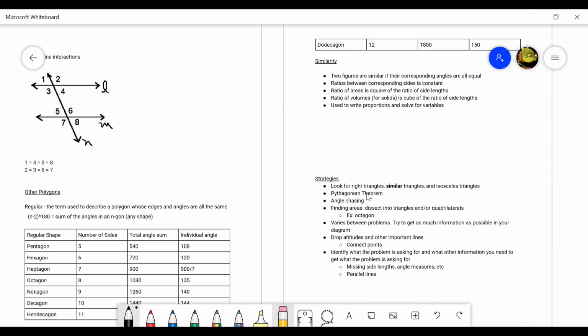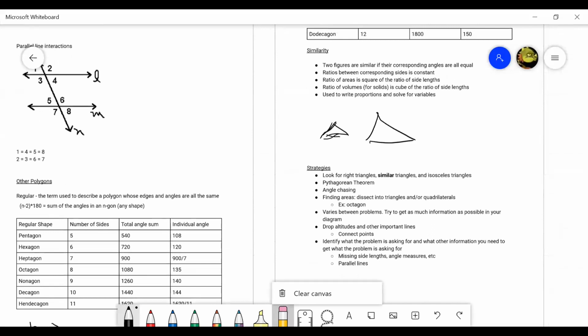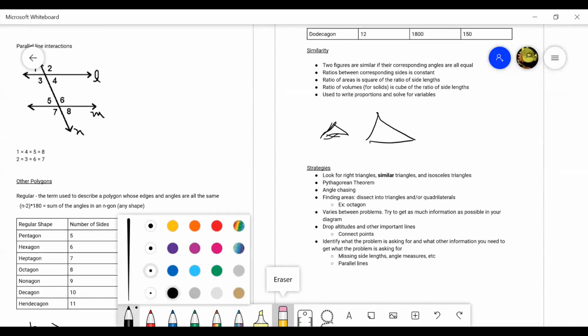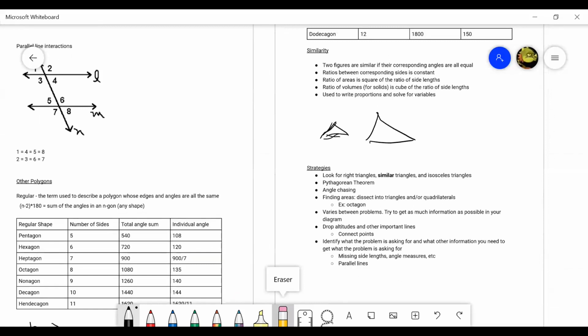So with two triangles, if you draw a smaller triangle and a bigger triangle, and they're similar, that means their corresponding angle measures, so I already drew them so that they're kind of aligned, are going to be the same, and the ratios between sides are going to be the same as well. So this side to this side is the same as this side to this side, and this side to this side.